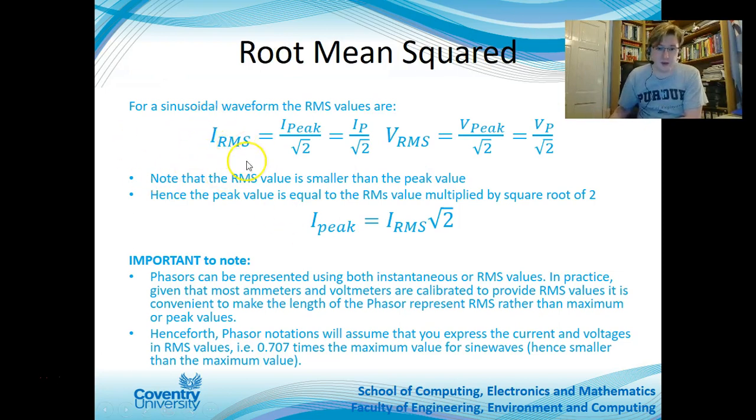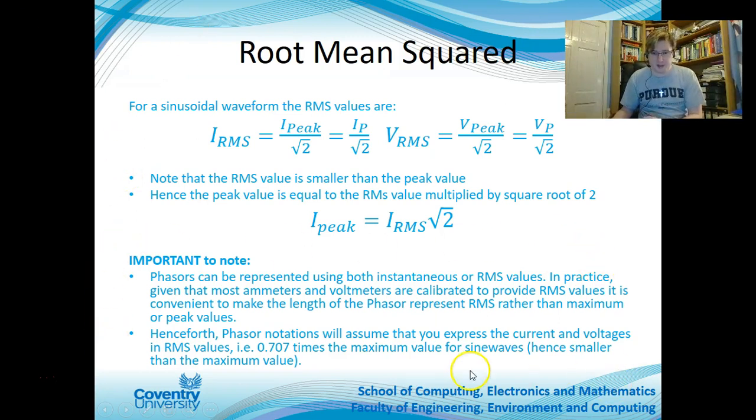So if you know what the RMS value is, you can convert it to the peak value or vice versa using this simple equation. So to find the RMS value, you take the peak value and divide it by the square root of 2. If you know the RMS value and you want to find the peak, you multiply the RMS by the square root of 2. Okay.